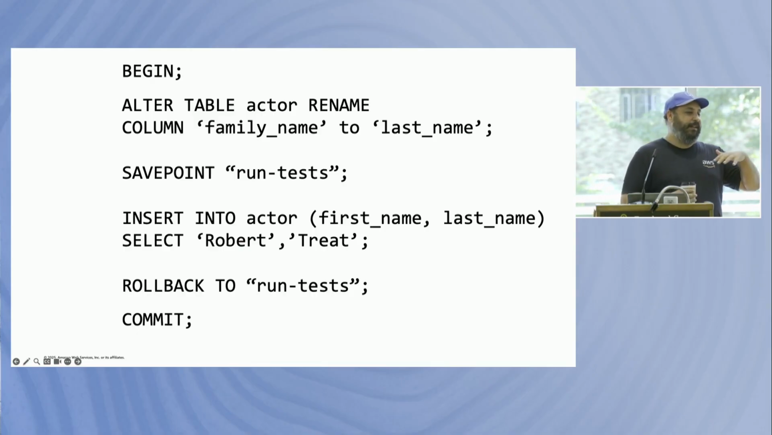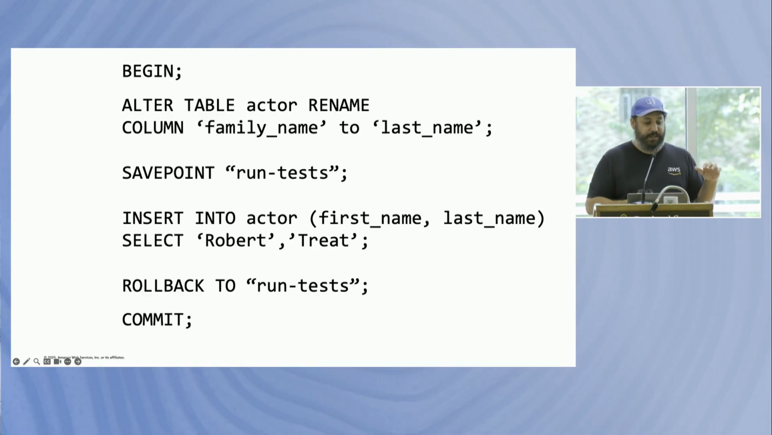After you do that DDL change, you can run a savepoint on your transaction. That gives you a point where you can go back to this point or you can go back to the very beginning. So you could then put in some test data just to make sure it's going to work, run some SQL that your application is going to run, verify that SQL does actually work, and put in whatever data you want to be able to mock up and change.